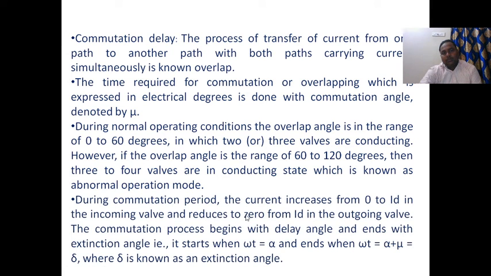During the commutation period, the current increases from 0 to ID in the incoming valve and reduces from ID to 0 in the outgoing valve. The commutation process begins with the delay angle and ends with the extinction angle. It starts when omega t is equal to alpha and ends when omega t is equal to alpha plus mu. Delta is the extinction angle.